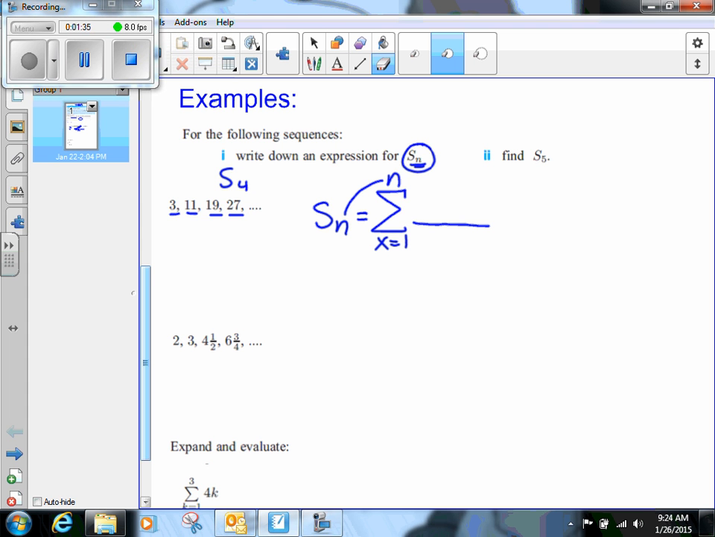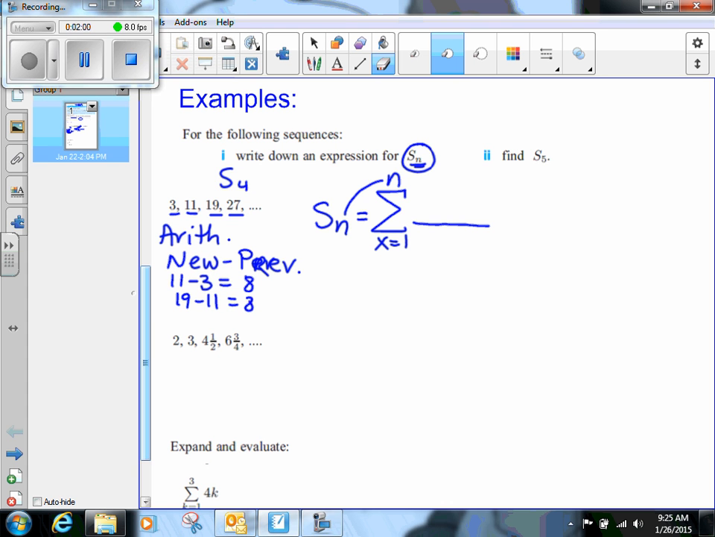Now I know just because I've done this question that it's an arithmetic sequence, so we want to remember with an arithmetic sequence that we're going to prove the sequence by taking the new and subtracting the previous, to make sure that it's the same amount each time. So in other words, 11 minus 3, is it the same thing when I do 19 minus 11? And it is. I get 8 each time. So I just proved that this is an arithmetic sequence, and now I need to come up with the rule.